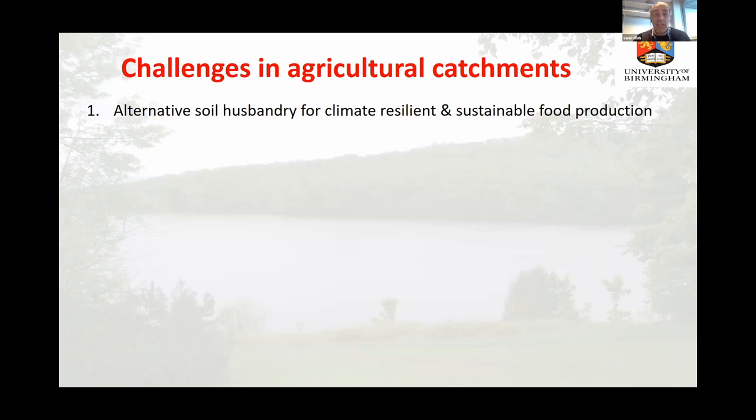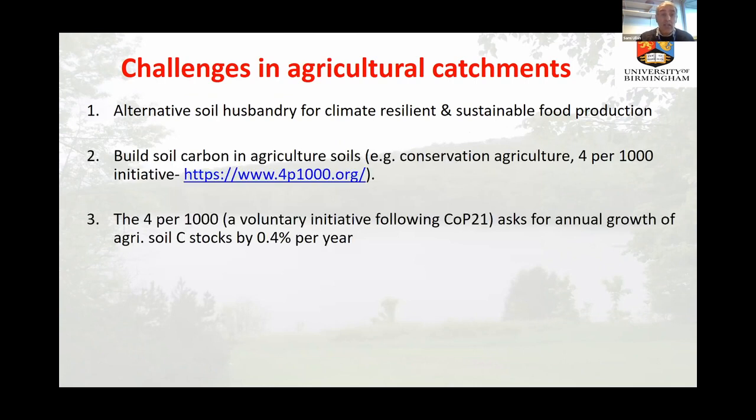So the challenge in agricultural catchments is what we could do to really look for alternative husbandry of climate resilient agriculture systems and to be able to produce food sustainably. Again, we need to build soil carbon, and there are various recommendations, including the 4 per mil initiative, which is 4 per thousand or 0.4% of carbon to be captured back in agriculture systems through alternative soil husbandry practices. So there are these different approaches, from local actions to regional to international actions, to really capture back the carbon that we lost into the air from the soil carbon stocks.